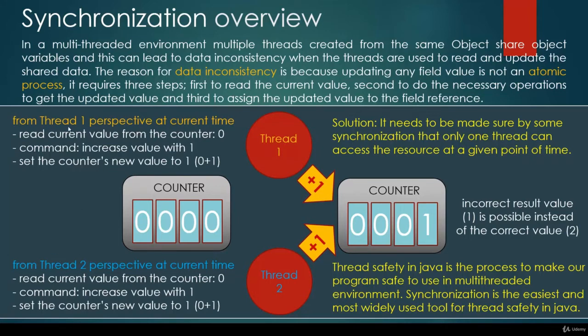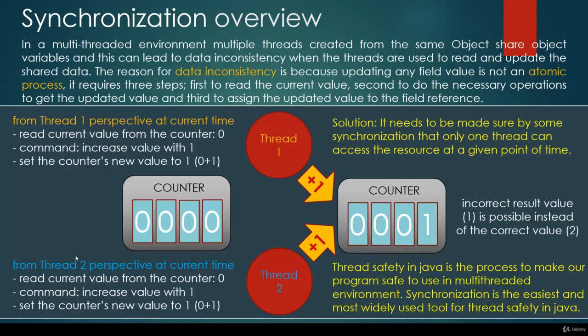Let's consider that we have 2 threads, thread 1 and thread 2. If we want to increment the value of a given integer, then thread 1 is going to read the current value, in this case 0, then it is going to increment the value by 1, and then it is going to set the counter's new value to be 1.